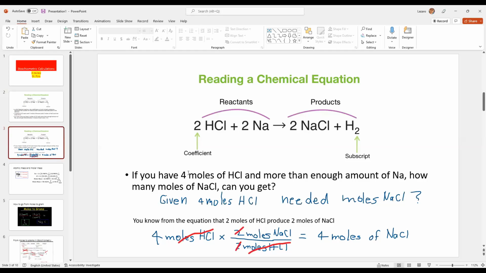Let's begin by, for example, if you have 4 moles of hydrochloric acid and more than enough amount of sodium, how many moles of sodium chloride can you get? Well, what is given? 4 moles of hydrochloric acid. What is needed? Moles of sodium chloride. That's the question. You know from the equation that 2 moles of hydrochloric acid produce 2 moles of sodium chloride.